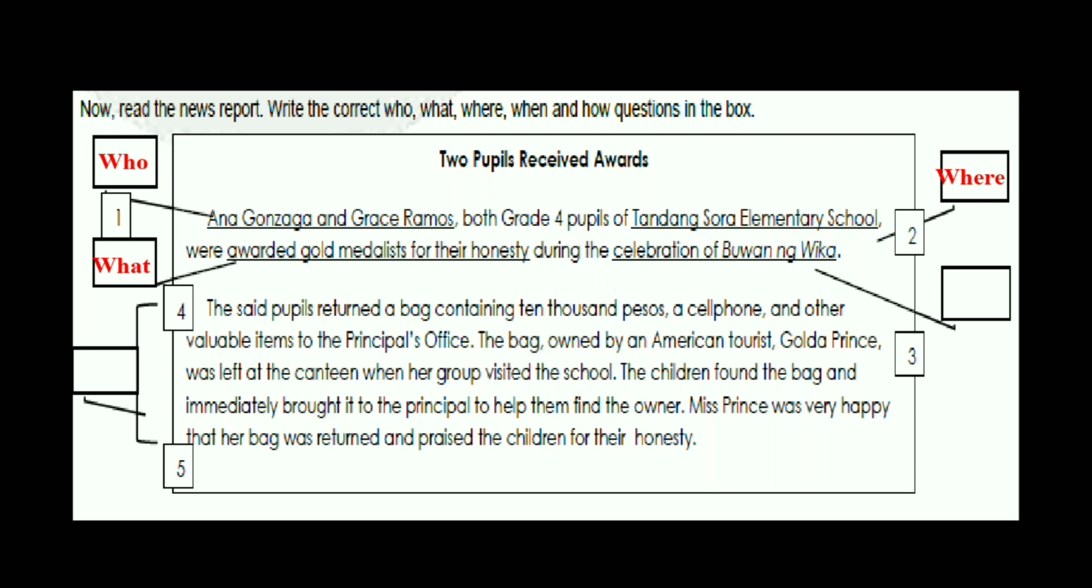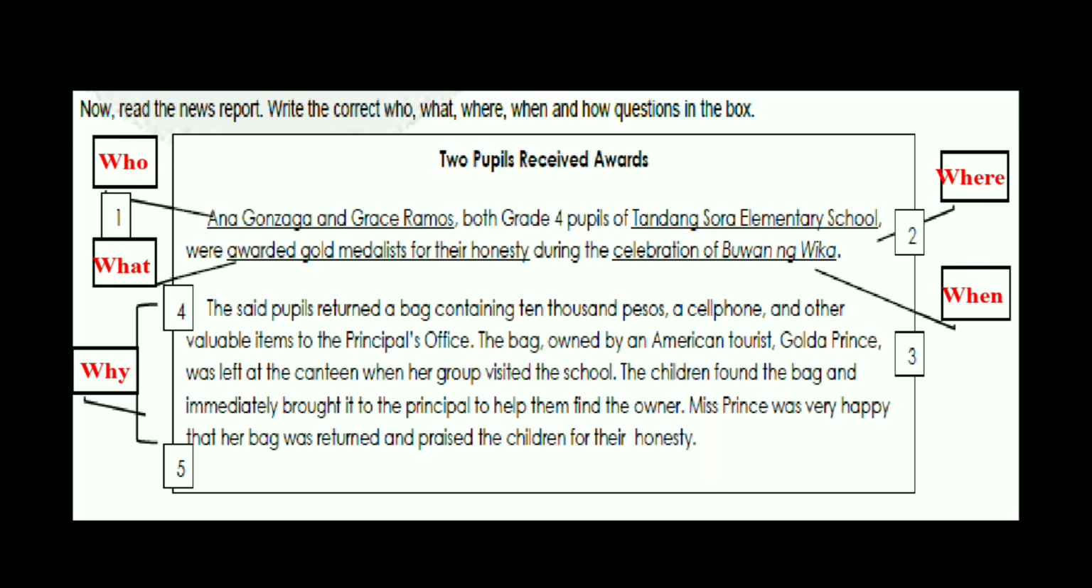Okay. What about the celebration of the Buwan ng Wika? What WH question should we put here? It's the when. Okay, when was it awarded? So, during the celebration of Buwan ng Wika. And we also have the number 4 and 5. Okay, so as you can see, it's the supporting details. That is the why. Okay, why were they awarded? That is because they returned the bag containing 10,000 pesos.